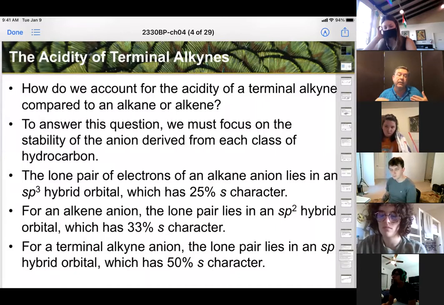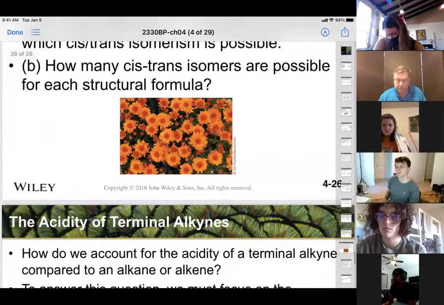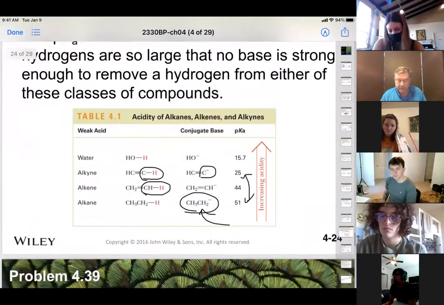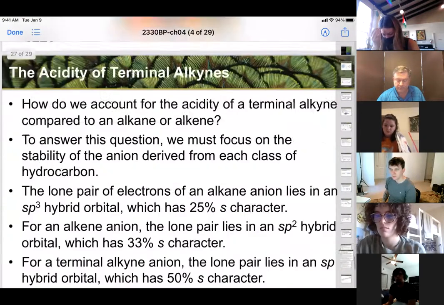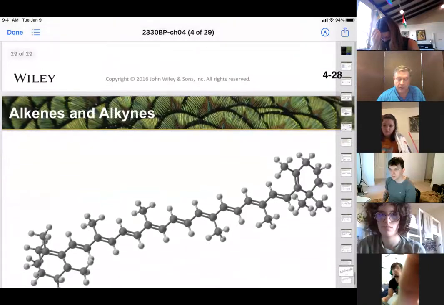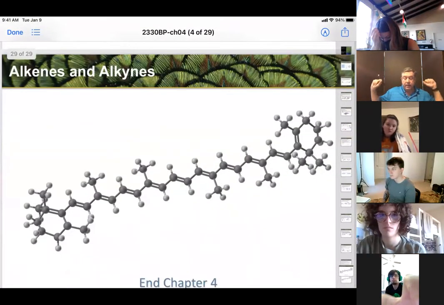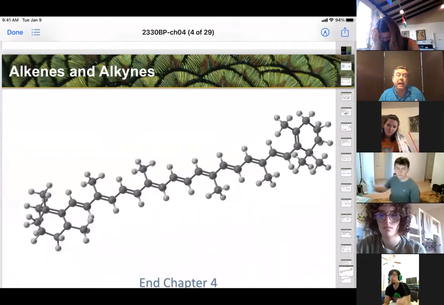So that's one explanation for keeping those in track. Notice that we go from 50 to 33 to 25, so there's a bigger jump between sp and sp2 than between sp2 and sp3. You'll see that in the acidity if you go back to the table. Right here, you'll see there's a bigger jump between the alkyne and alkene than between the alkene and alkane. I think these are out of order, that's the problem here.